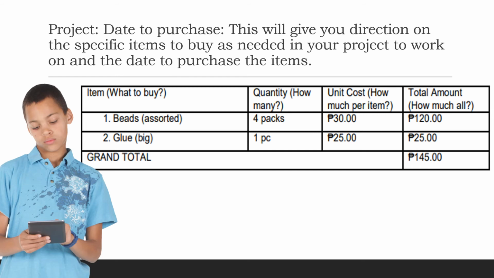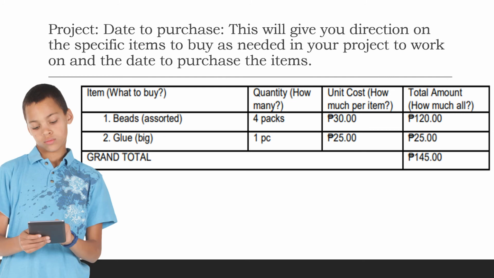And the last column refers to the total amount of the specific item. Notice that the formula is to multiply the quantity to the unit cost. After filling the tables, add the total amount to come up with the grand total. Having done so, you will be able to have an idea how much you need to avoid shortage or overspending of money. Be aware not to buy more than what you can afford.